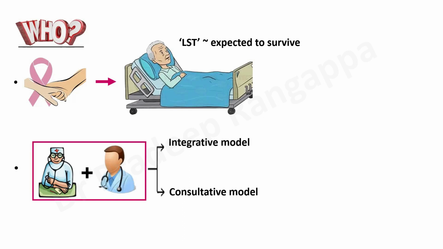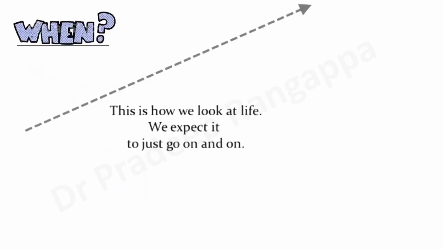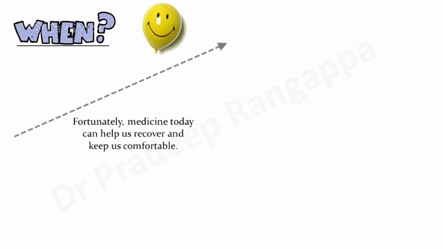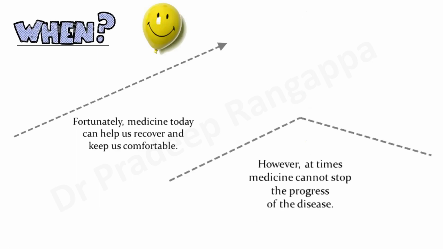And we have these two models, integrative models and consultative models, which we spoke about. So then the other question that arises is, when do you provide palliative care? So we look at life like this, that it is going smooth. But at some stage in life, one may be troubled with a chronic disease where this gets halted. Fortunately, we have medicine which will make the patient recover and continue with life. But there are certain diseases which are non-reversible. So that's when the patient starts deteriorating.